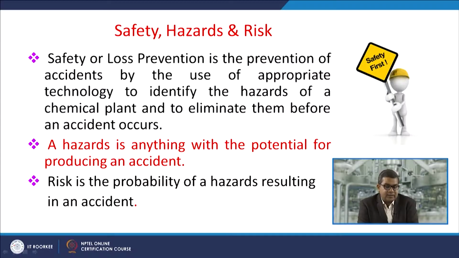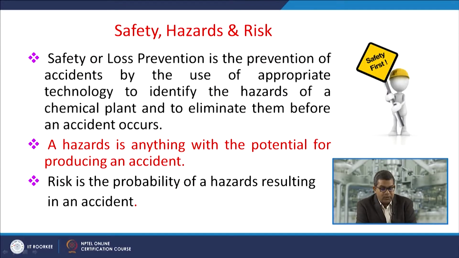Now, there are three different concepts: safety, hazard, and risk. So, safety or loss prevention is the prevention of accidents by the use of appropriate technology to identify the hazards of a chemical plant and to eliminate them before an accident occurs. So, the first thing is that you need to find out what hazards are present at your workplace, and then what is the gravity of those hazards for those who are at the workplace. Then you need to find out the probability that a particular hazard may occur, and in case it occurs, what is the consequence and how we can control those hazards.